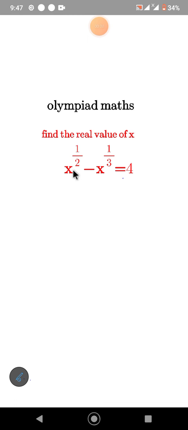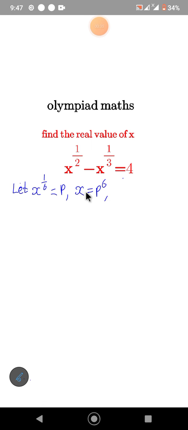In today's video, I'll be solving this Olympiad math problem. Now, the first thing I did was to let x raised to the power of 1 over 6 be equal to p. Why? Because 2 times 3 is 6. So from here, x will be equal to p raised to the power of 6.